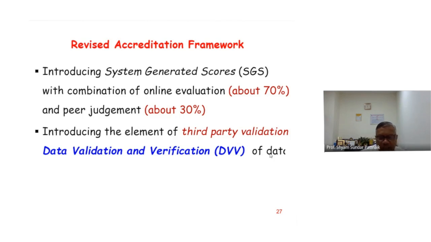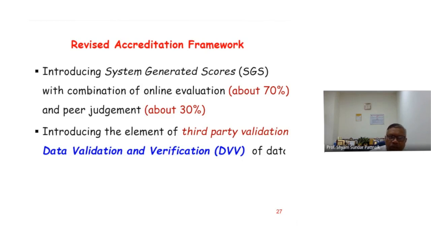So whatever data you are giving, you should be very clear. You should give your information with clarity, so that the third party doesn't get confused and your DVV gets through. Because the pre-qualifier is the DVV, the validation and verification aspect. So unless you are pre-qualified, the PTV will not be there.